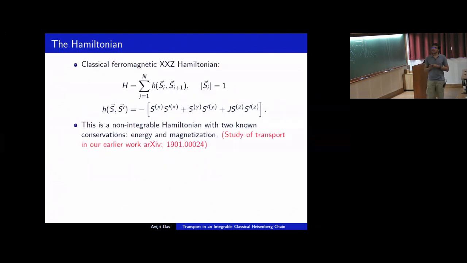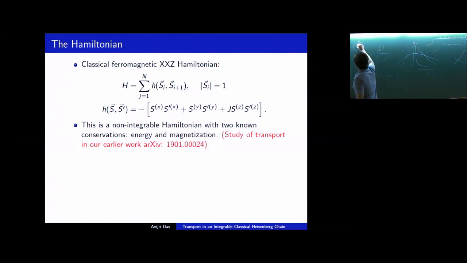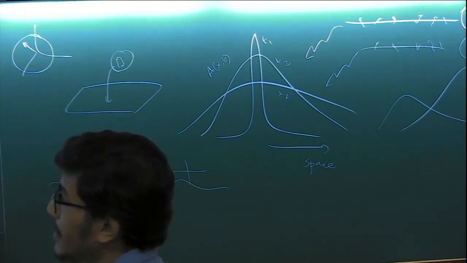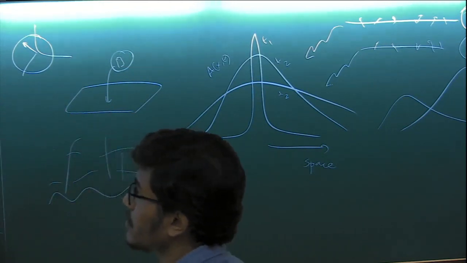So let's consider this classical XXZ spin chain, which is a non-integrable system. This is one we study in stat mech. These are classical spins lying on the unit sphere, and this is non-integrable. There are few conserved quantities, energy and magnetization, the known conserved quantities.